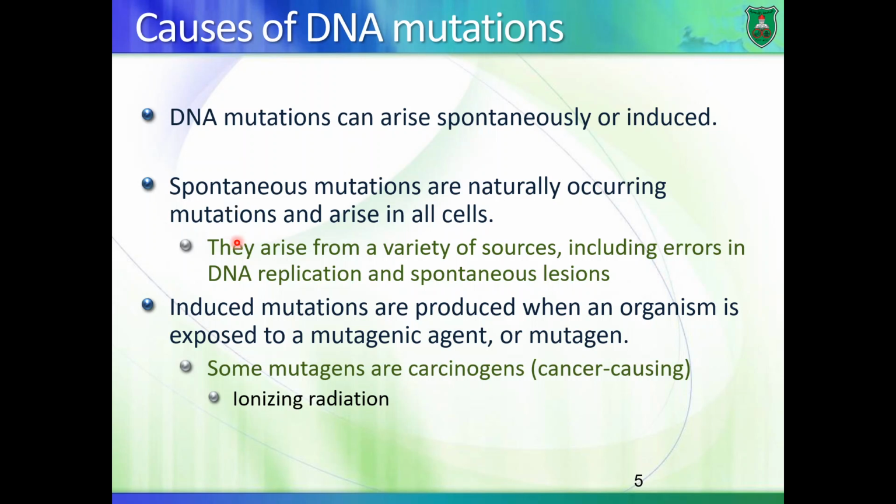So anyhow, going back, they arise from a variety of sources. They can be generated as a result of DNA replication. As the DNA polymerase is synthesizing the DNA, it can create a mutation. So this is spontaneous, or it can occur as a result of spontaneous lesion. That is, something happens to the cell. Maybe you would have a certain chemical like oxygen radicals that attack DNA. So that's again a spontaneous lesion. What we mean by lesion is like an injury.